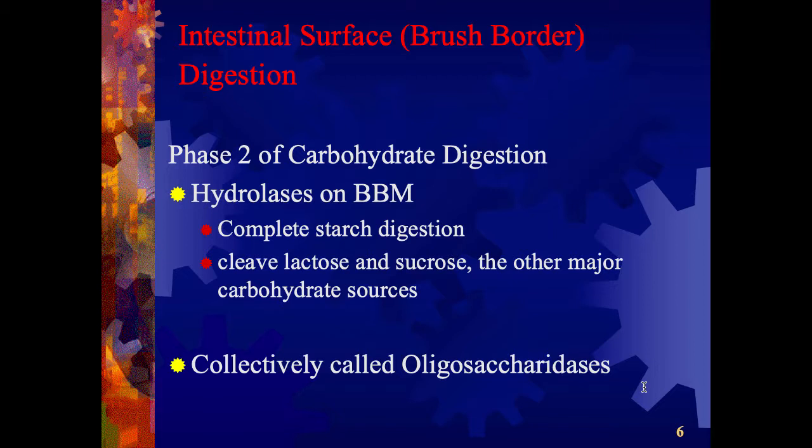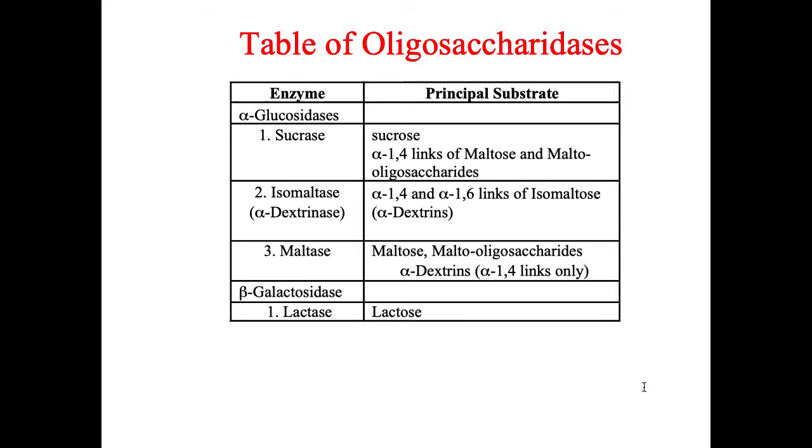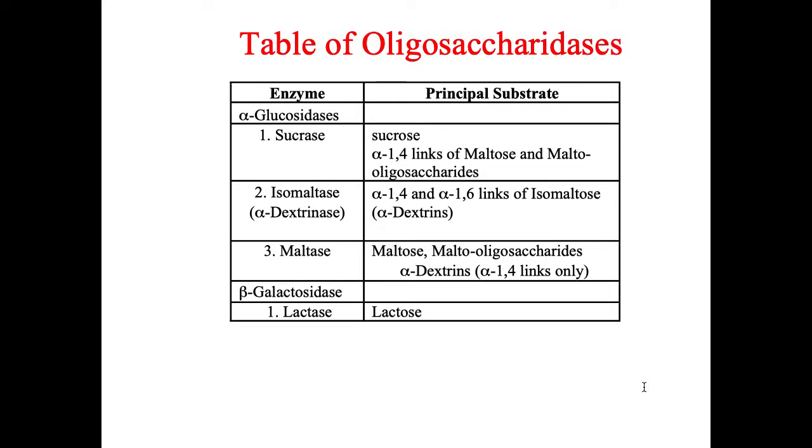And these are commonly referred to as oligosaccharidases, if you've ever heard of that. And these are very important enzymes. We're going to talk about a few of them, mostly 4 of them. The next slide has a table. All right, so let's talk about sucrase, isomaltase, also known as alpha dextrinase, and maltase, plus beta-galactosidase.